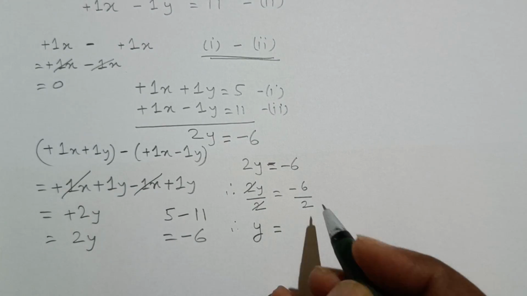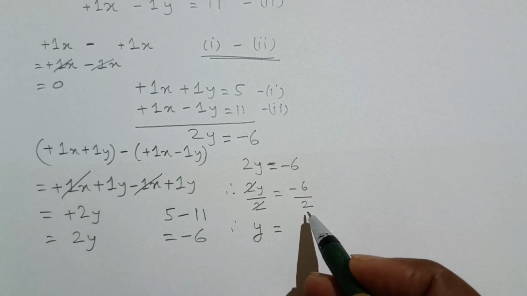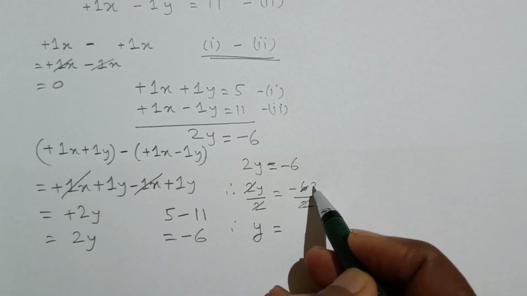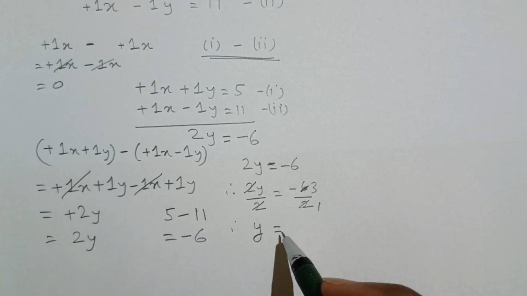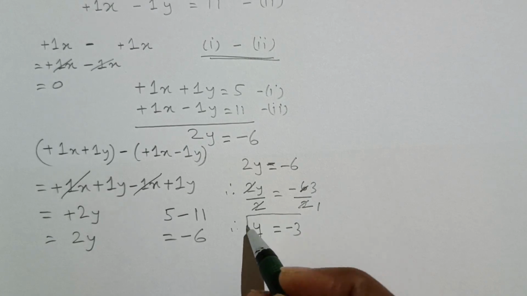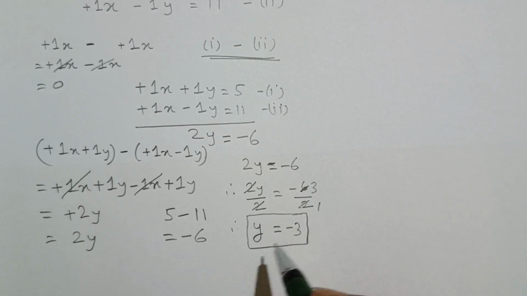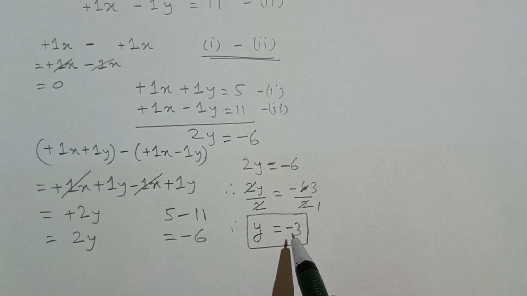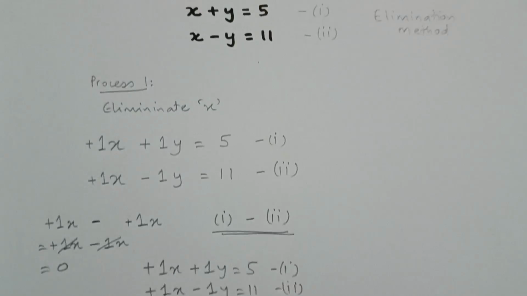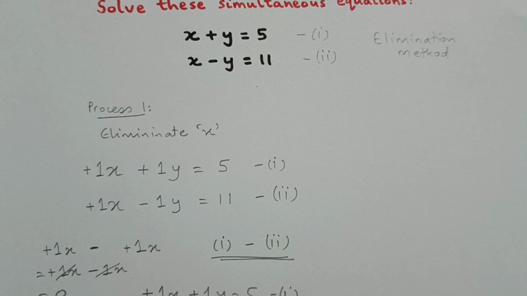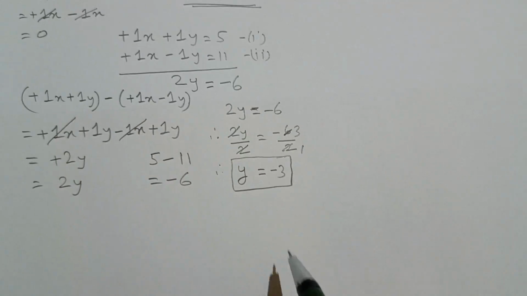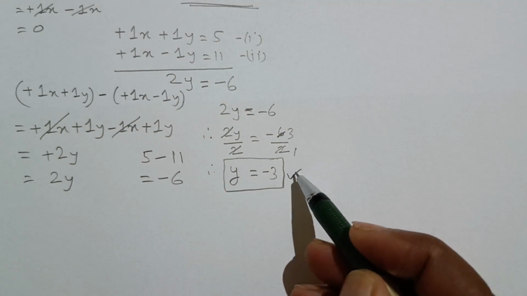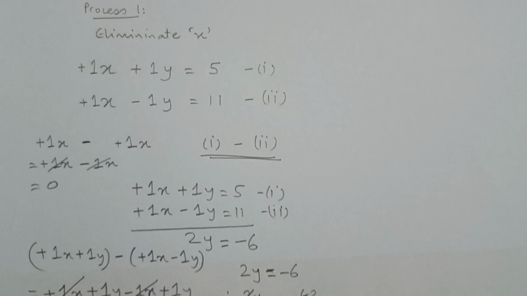So y equals minus 6 divided by 2. 2 ones are 2, 2 threes are 6. So it is minus 3. So I have found out the value of y. The value of the variable y is minus 3. So y equals minus 3.